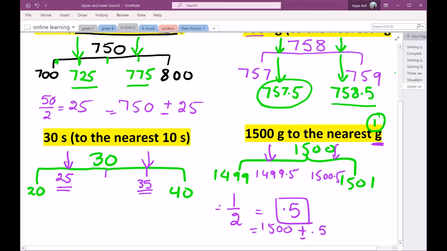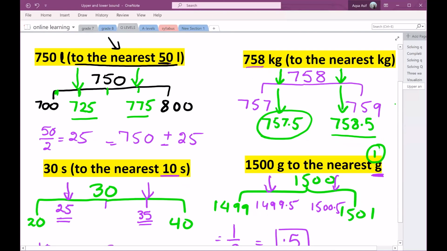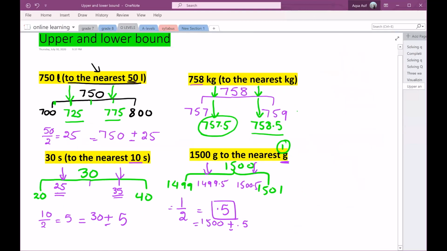Similarly, have a look, 30 seconds to the nearest 10 seconds. Nearest 10 second is important. I'll divide 10 by 2 and I'll get 5 seconds. In 30, you'll add and subtract 5 to get the upper and lower bound. So I have given you 2 ways of finding the upper and lower bound of any number. I hope you have understood it.